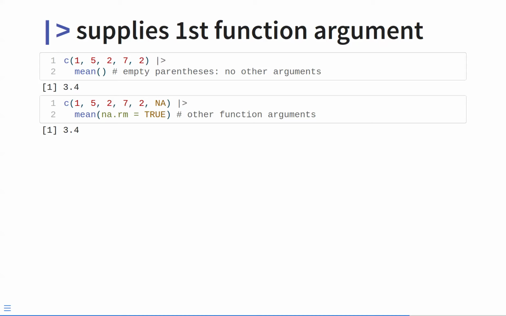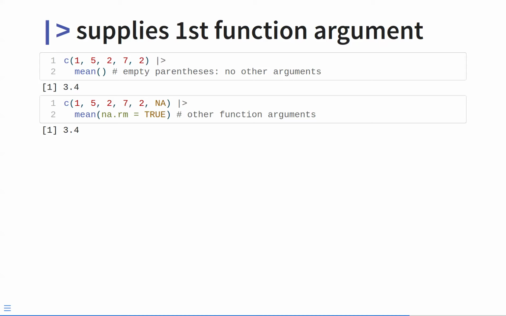I'm going to pipe that vector into the function mean. The function mean needs to have parentheses to show that it's a function call, but I'm not putting any arguments inside. Why not? Because the only argument that I want to use is that first argument of the function mean, which is the vector you want to take the mean of, and here the pipe is supplying that function argument for me.